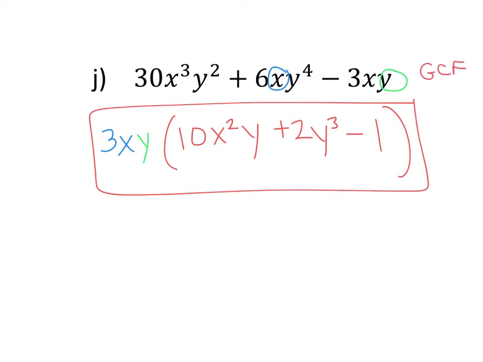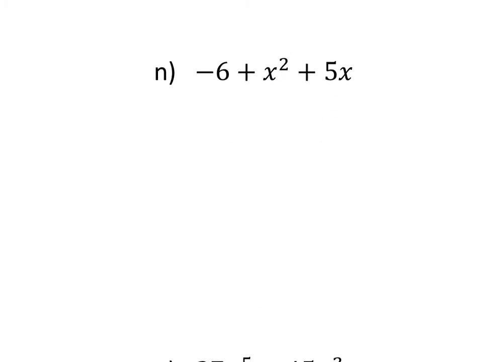Let's take a look at N. This one is not in standard form. Okay, we need it in descending order. So I'm going to rewrite that: x squared plus 5x minus 6.